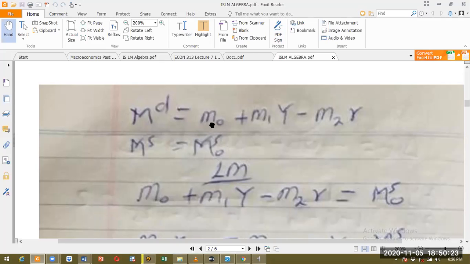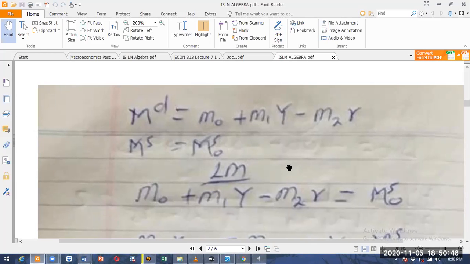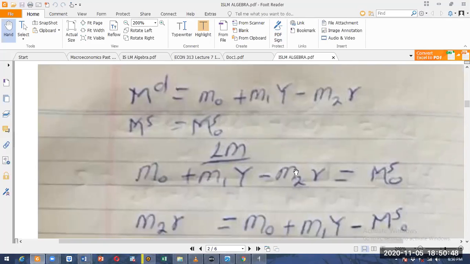But I wanted us to bring it so that in case you see somewhere, you know that there's also an autonomous part. And yes, in reality, for the money that we hold, we don't really depend on interest rates, and at times too, it's not really dependent on our income level, but we still hold some amount of money. Okay, so the LM schedule is determined in the money market.